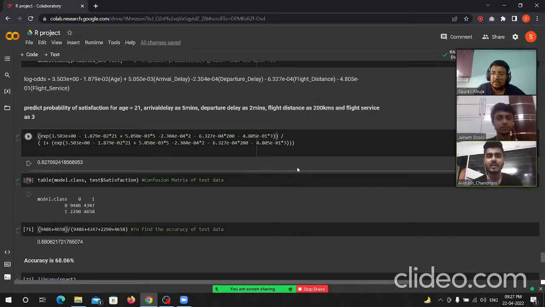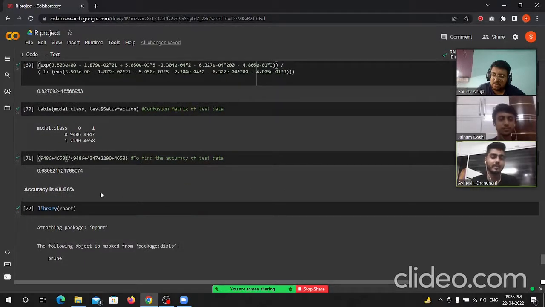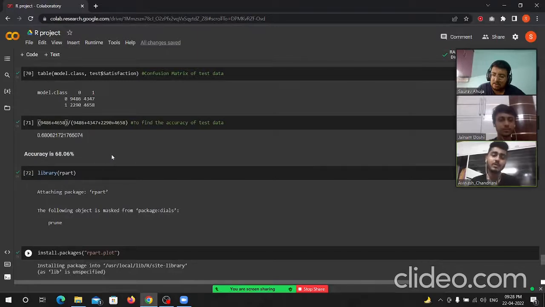Now, this is the formula that was being used by the system to calculate the probability. I'll show one example manually. I've considered the age to be 21, arrival delay as 5 minutes, departure delay as 2 minutes, flight distance as 200 kilometers, and the flight service to have a rating of 3. So these were the factors that were highly positive, and as you can see, the probability turns out to be 0.82. Again, I print my confusion matrix, but the accuracy is actually reducing when I am taking just certain factors into account. So the assumption that a few columns might have a greater impact was wrong, but we can conclude now that all the columns contribute to the satisfaction equally.